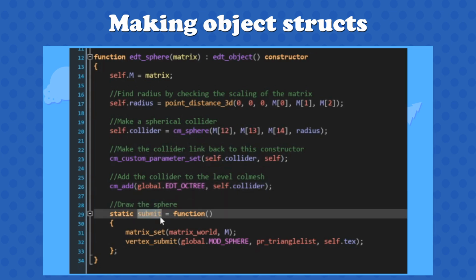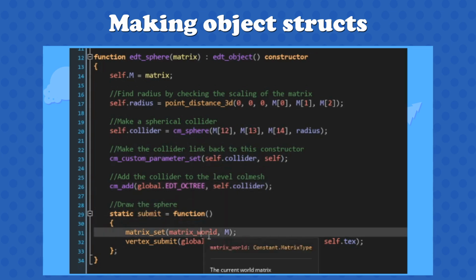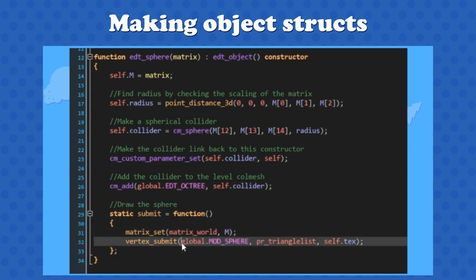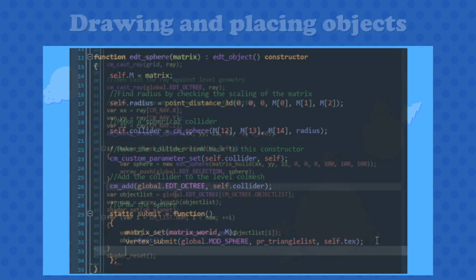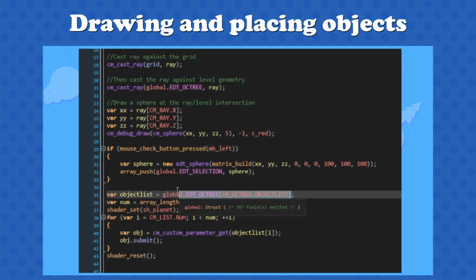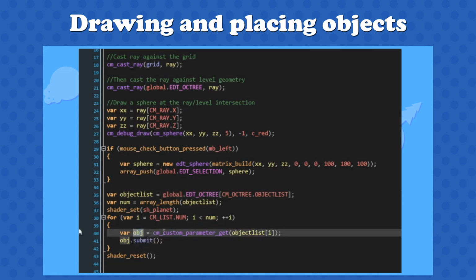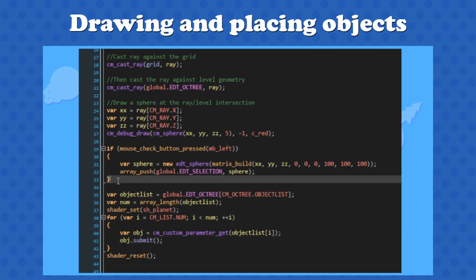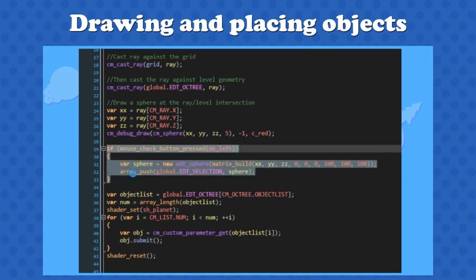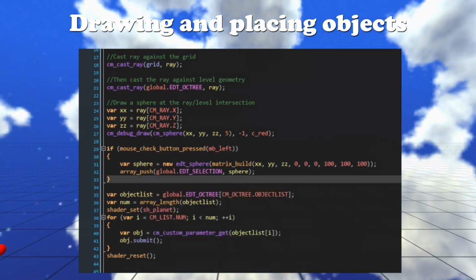The sphere overwrites the submit function with a function that sets the world matrix and submits a sphere model I've created previously. I could have drawn this with cm_debug_draw, like I drew the red mouse pointer, but then I wouldn't have been able to rotate it. To make the ColMesh visible, I loop through its object list. This contains all the colliders, so to get the struct that created the collider, I have to use cm custom parameter get and then call its submit function. So if I then make a new sphere when I click the left mouse button, I should be able to place objects into the level.